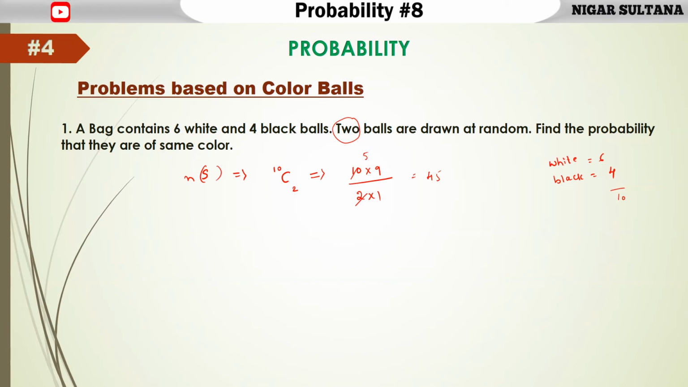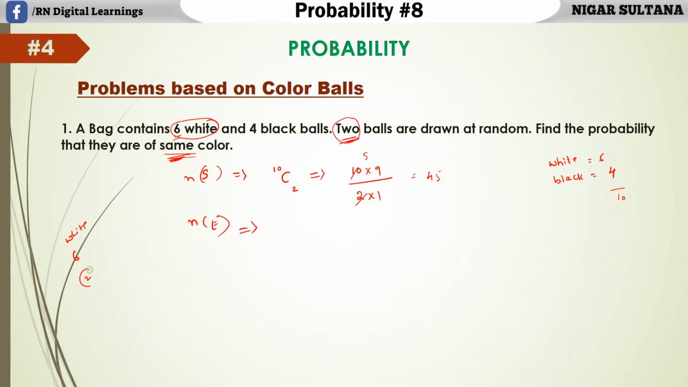Now I must extract the event. What is E here? E is 2 balls have to be drawn at random. Then what is the probability that they are of the same color? Now I must know what is the n of E, the number of events. How will you extract this? See here, I must take the same color. If I talk about the 6 white balls, we have 6 white balls, right?